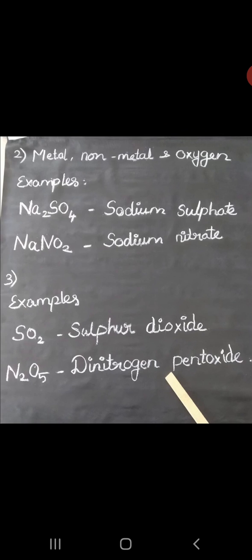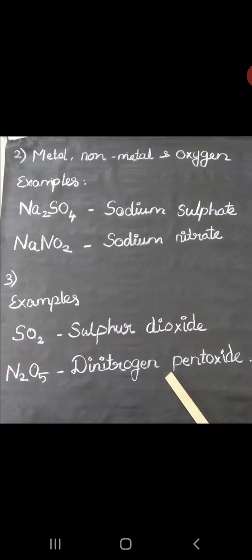So here Na2SO4 is sodium sulfate. It has more oxygen, so ATE is at the end. Here NaNO2 is sodium nitrite. We have less oxygen, so at the last we add ITE.